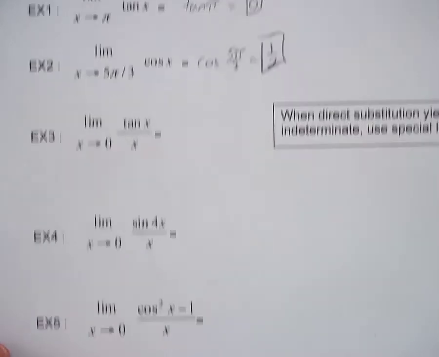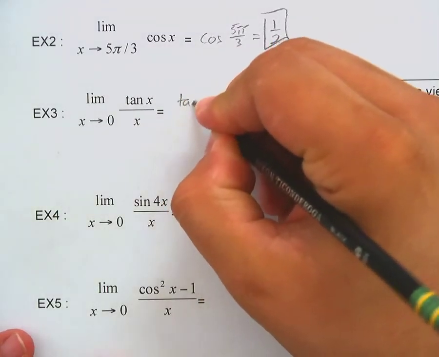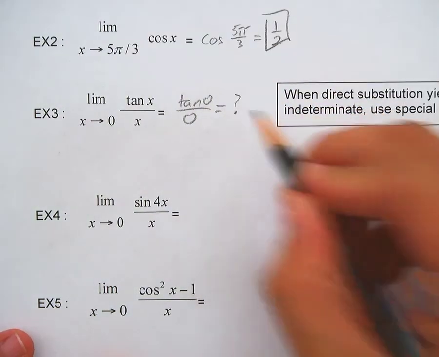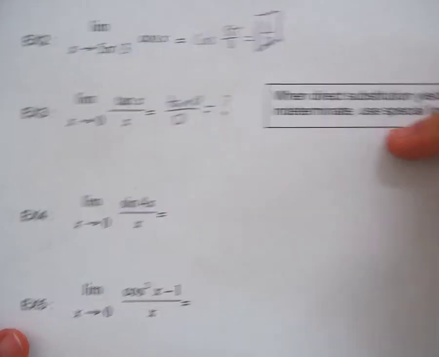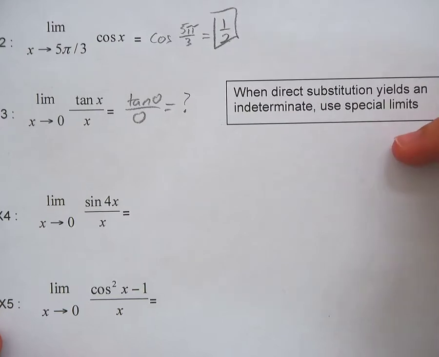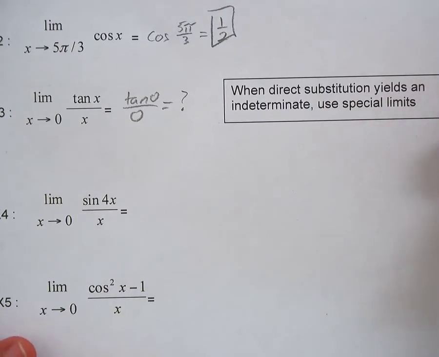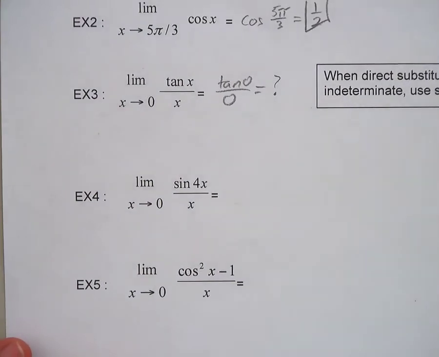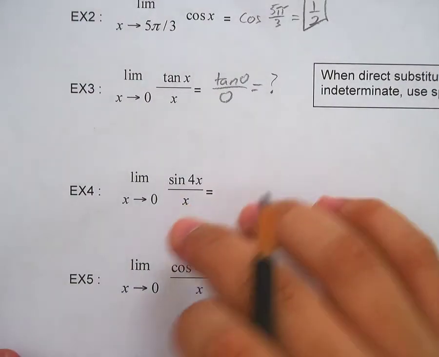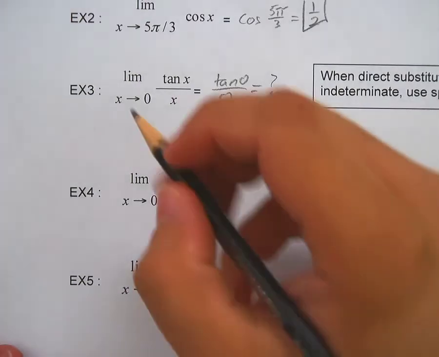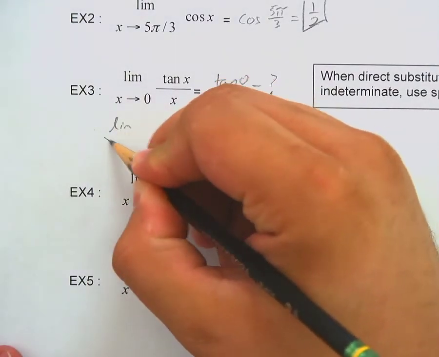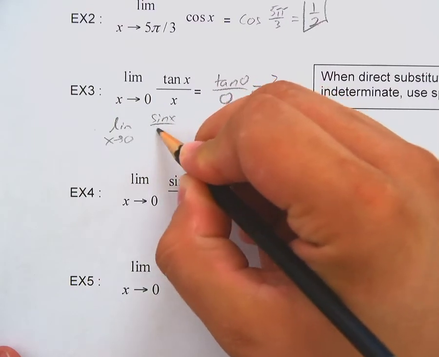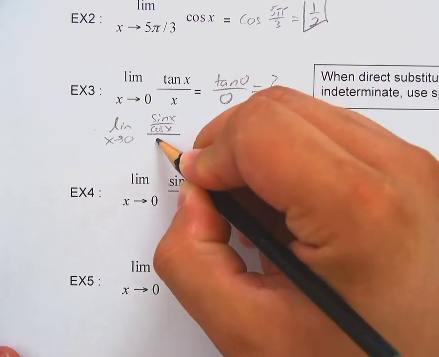All right. Then you have the limit as x approaches 0 of tangent x over x. Now we can't plug this one in because we end up with tangent of 0 over 0, right? So at this point, when direct substitution yields an indeterminate, meaning something over 0, we use special limits. So here's what this one is going to look like. I'm going to rewrite tangent as sine over cosine. Limit as x goes to 0, sine x over cosine x over x.